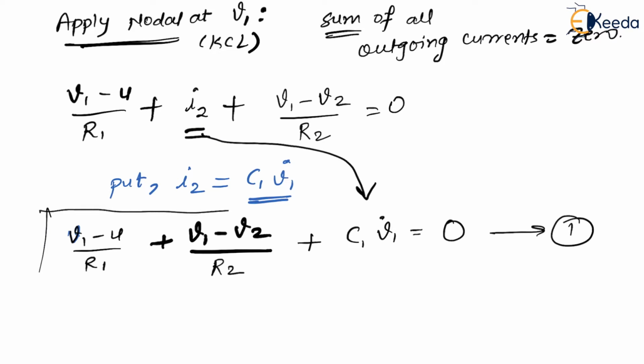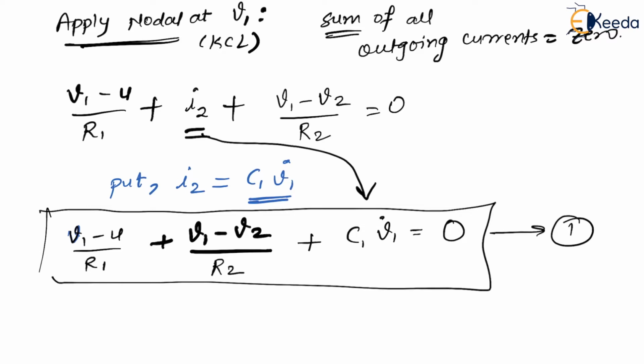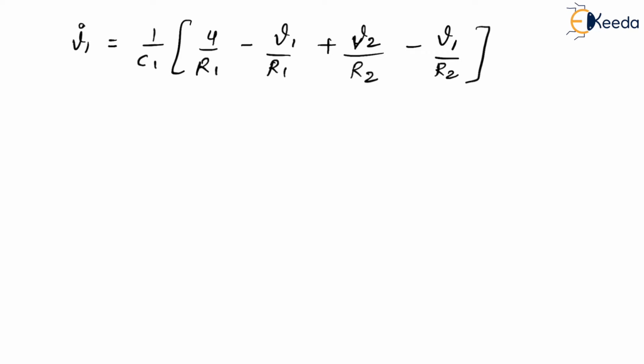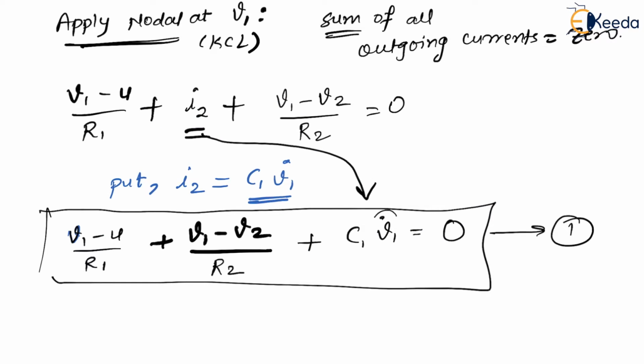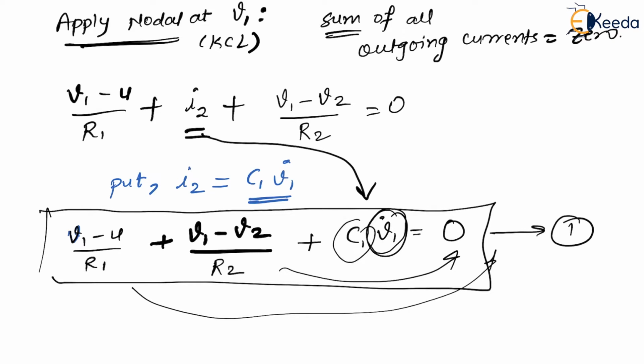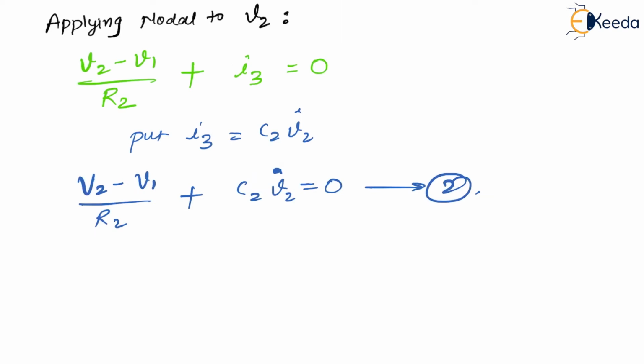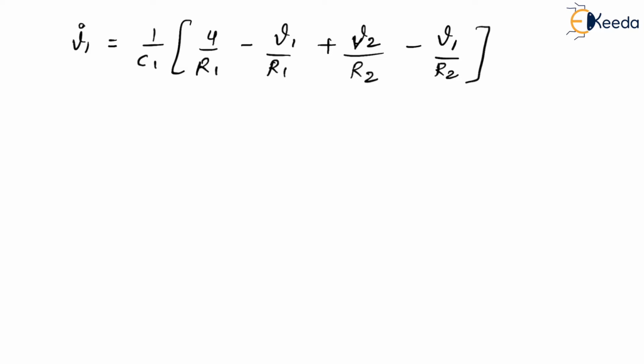Yes, this was the first equation, right? From the first equation, if you just simply rearrange the terms of equation 1, you get V1 dot equal to... Now this is just simple rearrangement. We have kept V1 dot here only, and we have put all of this on the right hand side, and then this C1 has been divided. That's it. So this is how it is done.